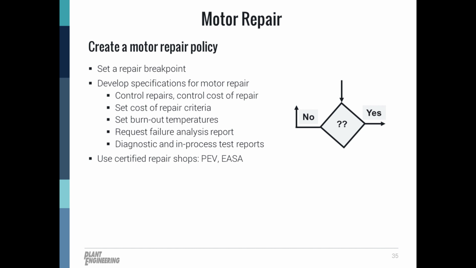Repair breakpoint, that's going to be different for every facility. Just as an example, a common specification may be that you repair all motors over 75 horsepower, but replace anything below. Just an example. Another example specification could be to replace any motor that costs over 50% of the replacement cost to repair.